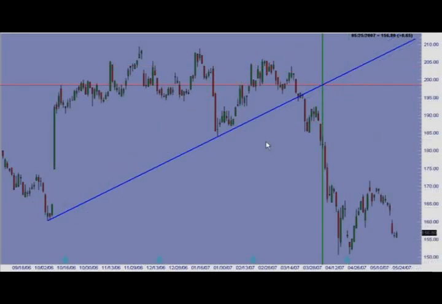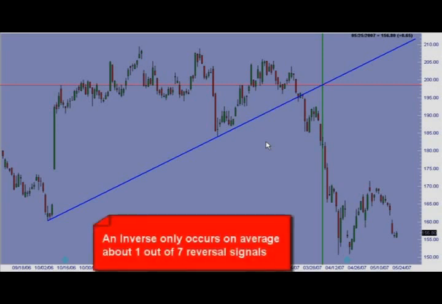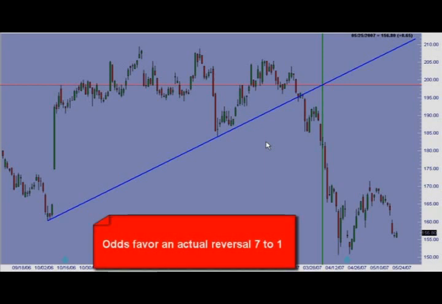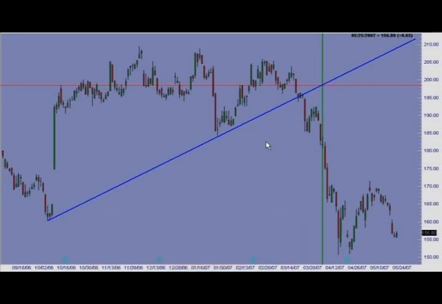At first glance, this may appear to be rather scary. Here you're expecting a reversal, and it turns around and continues the same direction. Well, don't fret, it's not quite as it appears. First off, the odds of an inverse occurring are very small. In fact, in favorable conditions, the odds are 1 out of 7. So the odds are at least 7 to 1 that the market will reverse, not inverse, on a reversal signal. In conditions that are not favorable, the odds are even much less. So odds do favor a reversal.